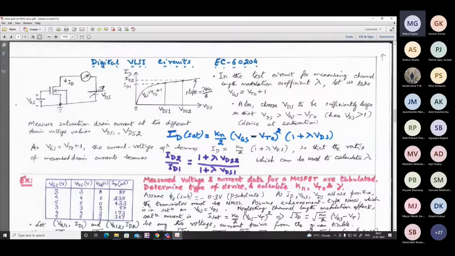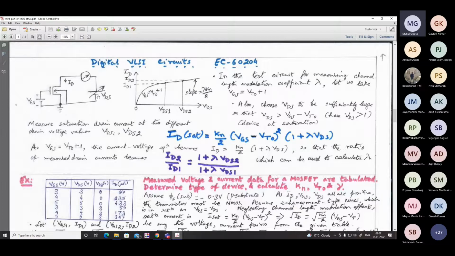So in this test circuit for measuring the channel length modulation coefficient lambda, suppose you have an idea of VT0 from the previous experiment. Say VT0 is found to be 1.4 volt or so. Then you keep VGS to be 2.4 volt. Also choose VDS to be sufficiently large.